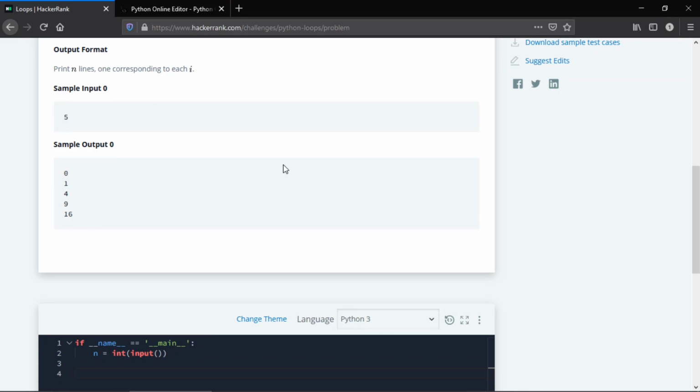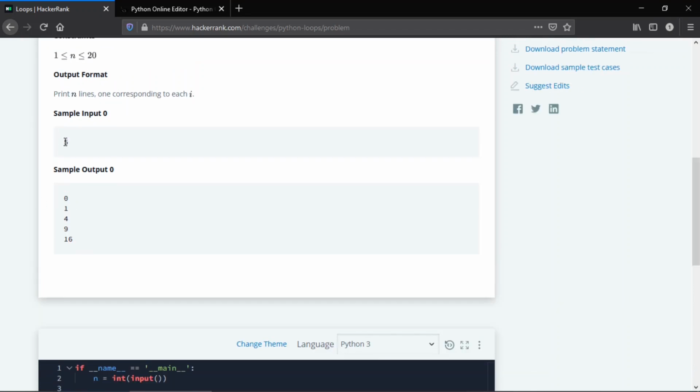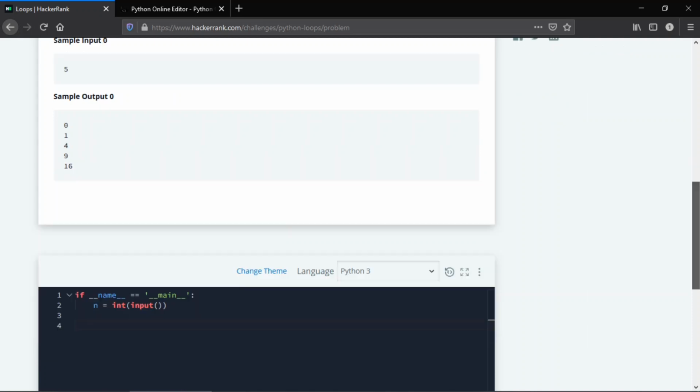So you can see here in the sample input we will be given number n, that is 5. N 5 means we have to print 5 outputs. So those 5 outputs are not usual numbers. They are not 1, 2, 3. They are squares of them. So obviously 0 square is 0, 1 square is 1, 2 square is 4, 3 square is 9, 4 square is 16. Print 5 numbers, that's it, starting from 0.